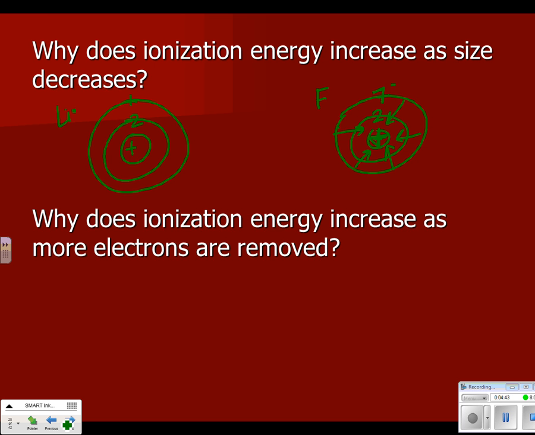The second question: why does ionization energy increase as more electrons are removed? As you lose an electron, let's say, for instance, lithium loses this electron. It's no longer there. Now it only has these two in there. Well, the positive charge hasn't changed. This is still the same amount. Now you've got these two electrons being pulled tighter in because they have the same amount of positive but less negative. So now it's going to take more energy to remove another electron.